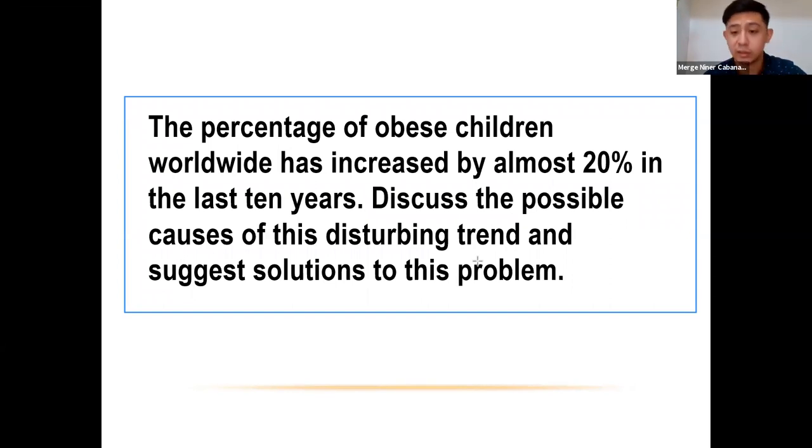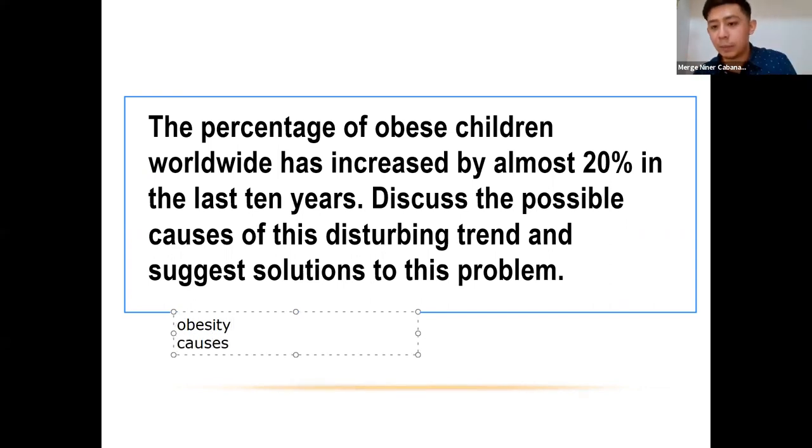So what I want you guys to do is to find something that you think you will find difficult, because we might not know what will come out on the test. So before we end, let's brainstorm this. Obesity of children, the percentage of obesity is increasing. So let's talk about the possible causes. This is easy, right? Causes of obesity. So our topic is obesity.